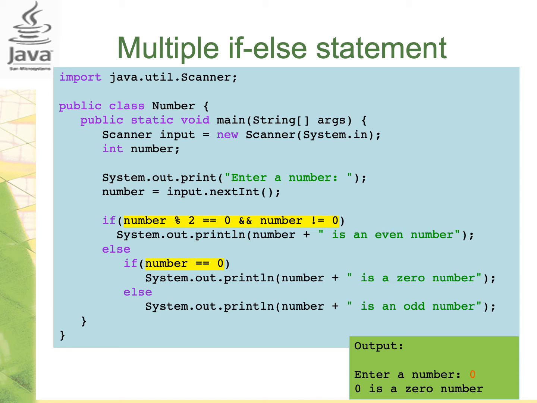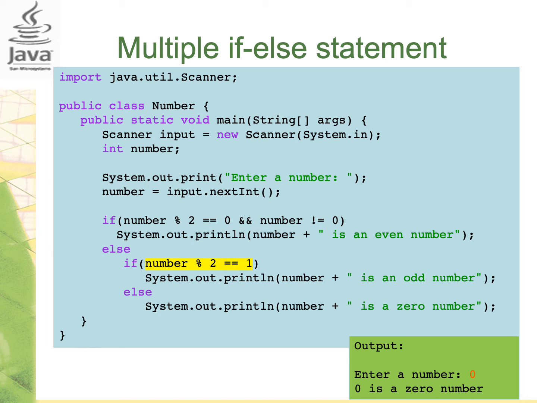We can write our code like this where we have two expressions in the if. Here we use the AND operator. In the first if, it checks if the number entered has the remainder of 0 and also if the number is not equal to 0. If that is true, it will print out the number is an even number. Otherwise, it will go to the else part. Inside the else, it checks again if the number is equal to 0. If that is true, it will display number is a 0 number. Otherwise, it must be an odd number, so it will display number is an odd number.